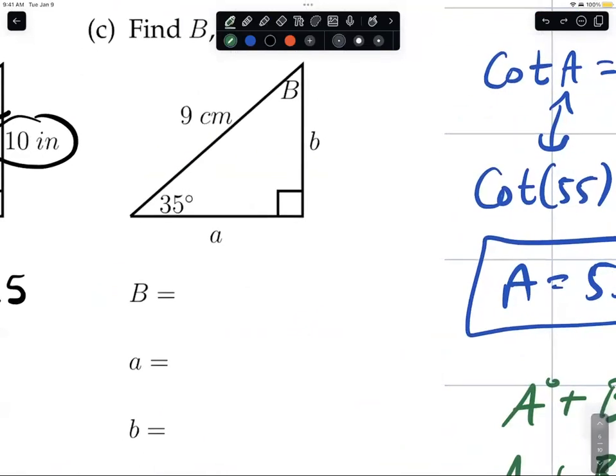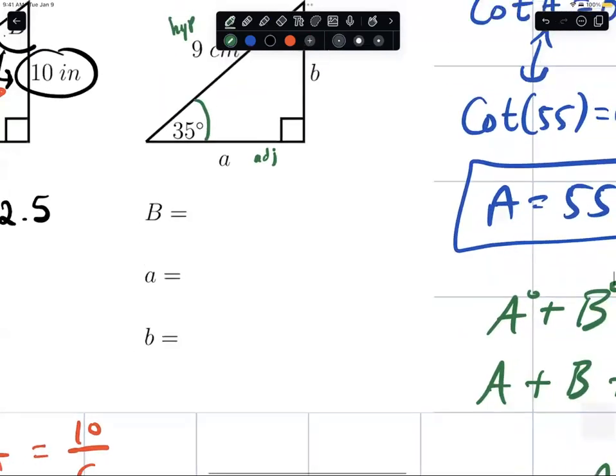What is A? With respect to this known 35-degree angle, which side is A? Adjacent. It's adjacent, yeah. So we have adjacent and we have hypotenuse. So with the 35-degree angle, we have the option of using cosine. Cosine is adjacent over hypotenuse. That could be used, and actually, that would be the best one to use. So let's try that.